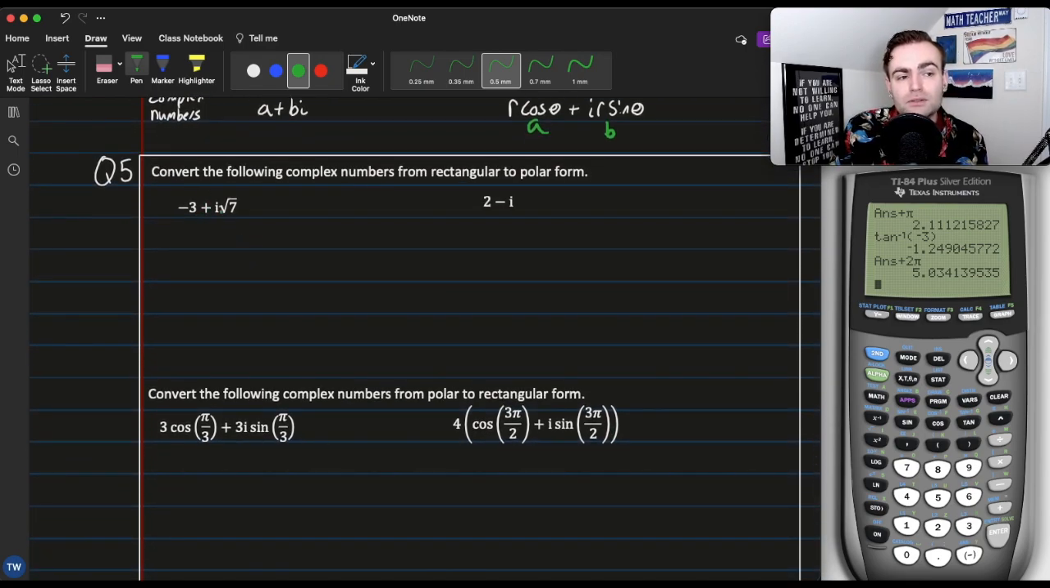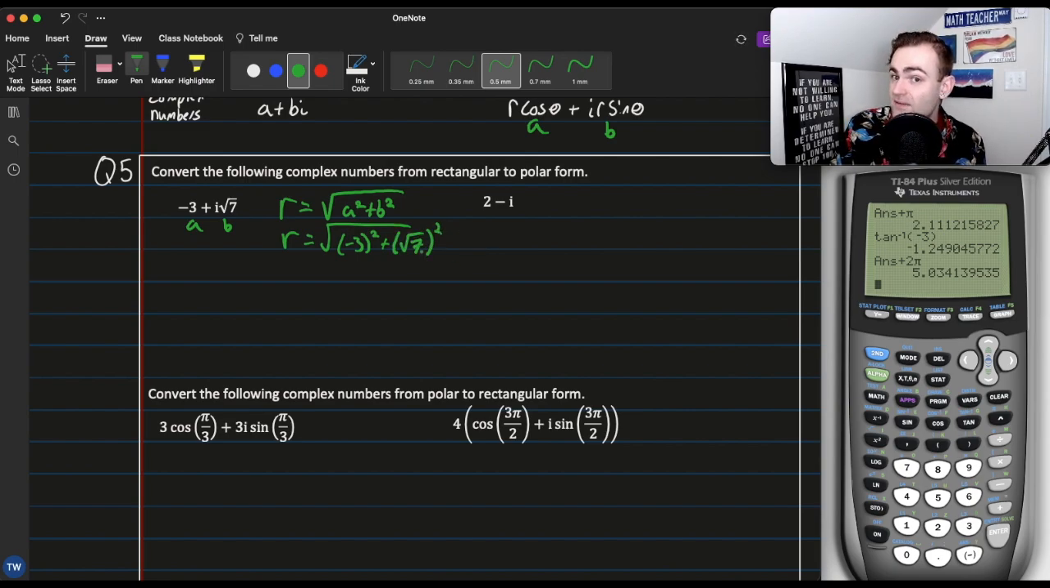So here we have a and b. So to find the r, instead of x squared plus y squared, we're going to do a squared plus b squared. So in this case, r is equal to the square root of -3 squared plus the square root of 7 squared.